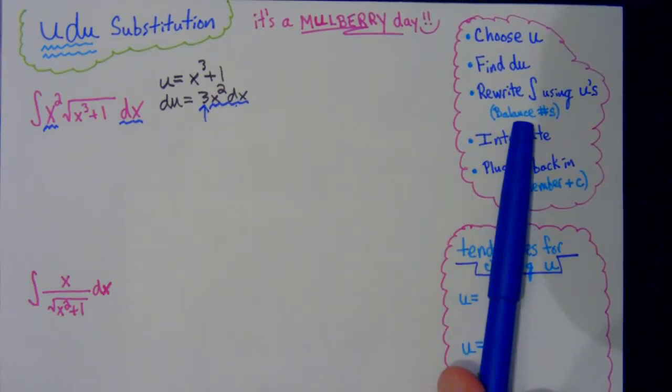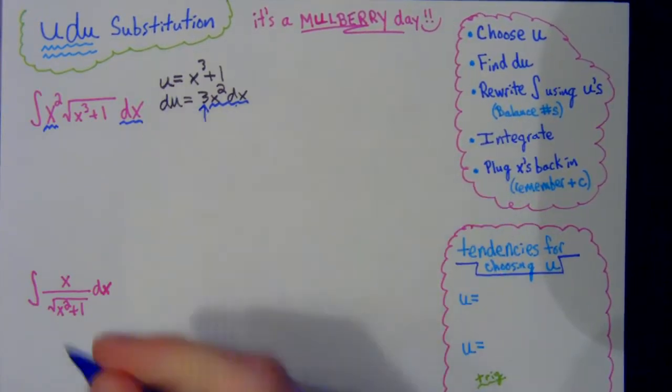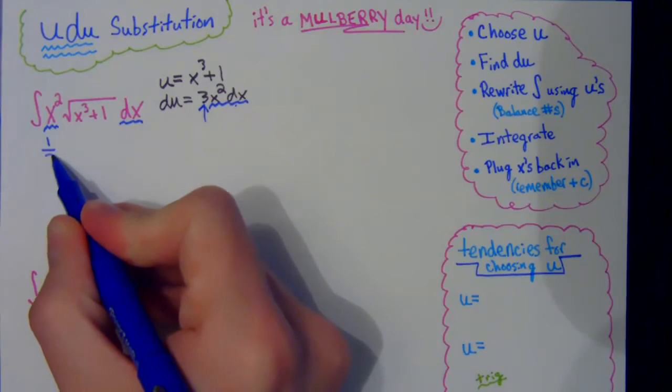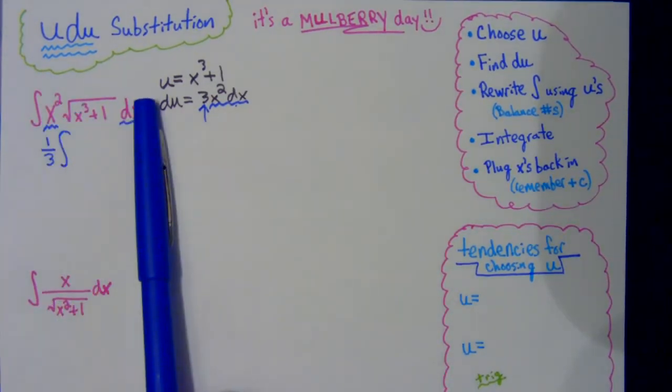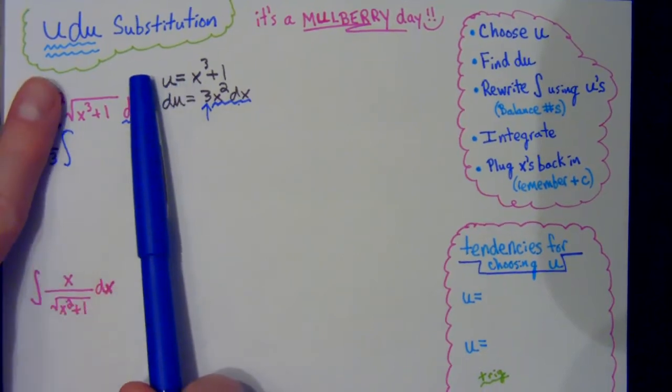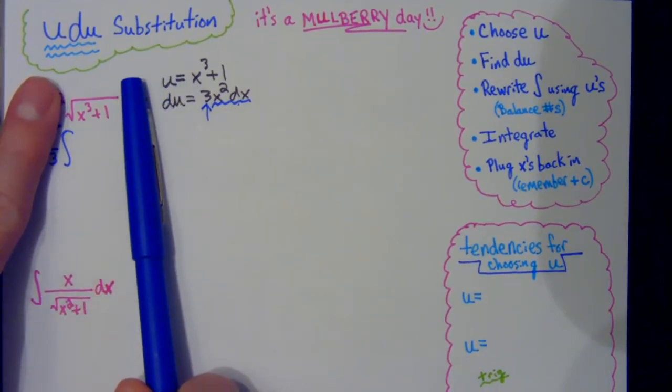Balance the numbers always with the reciprocal. So if you have an extra 3, we're going to balance that with the reciprocal, the 1/3. And what I'm going to tell you, the squiggle part is handled, so I'm not worried about that stuff anymore. I'm just going to substitute for the rest of the part.